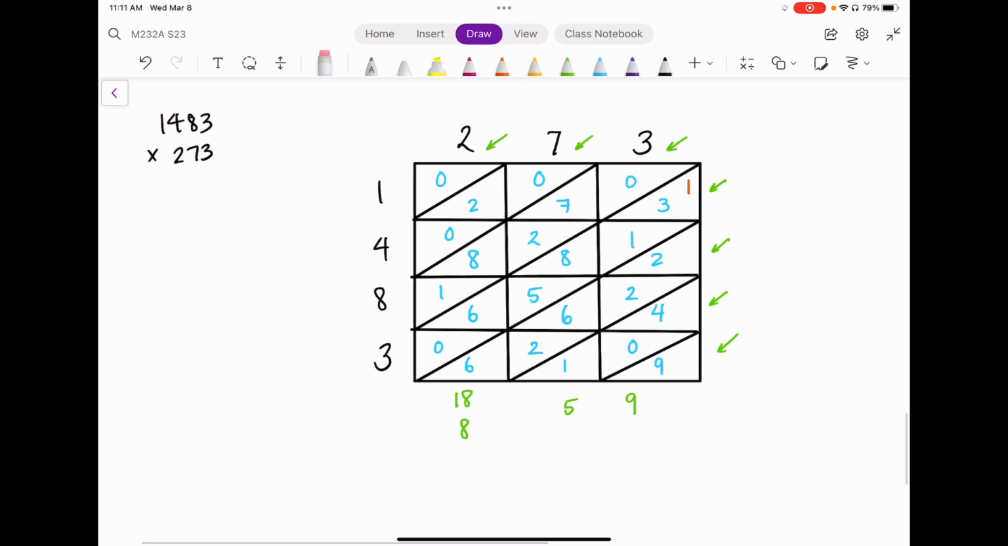I have 1 plus 3 plus 1 is 5, plus 5 is 10, plus 8 is 18, plus 6 is 24. I'm going to record the 4 for the ones digit. I'm going to carry over the 2. 2 plus 8 is 10, plus 7 is 17, plus 2 is 19, plus 1 is 20. Recording the singles digit, carrying the 2. 2 plus 2 is 4, and I don't have anything to carry over. The last one is 0. And so my number is 404,859.